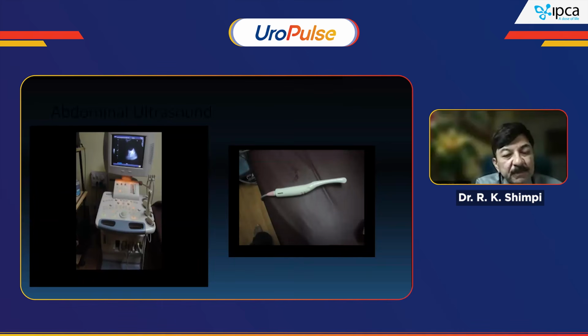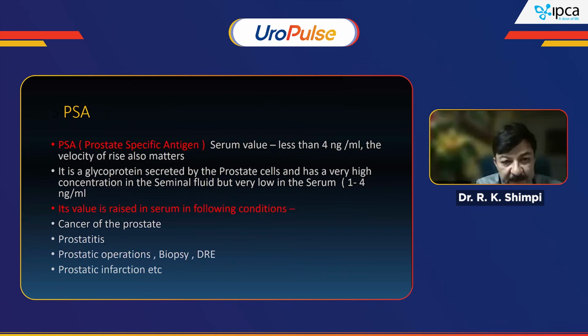Now PSA is a glycoprotein secreted by the prostatic cells, and in health it is less than 4 nanogram per ml. The velocity is equally important, because suppose a patient comes to you with a PSA of 4, and after 1 year when he comes the PSA is 6 or 7, then there is a possibility that the patient might be having prostate cancer. Now, in addition to prostate cancer, there are other conditions like prostatitis, which can be acute or chronic, prostatic operations, biopsy, digital rectal examination, prostatic infarction, any instrumentation like catheterization itself can cause a rise in PSA, any kind of surgery.